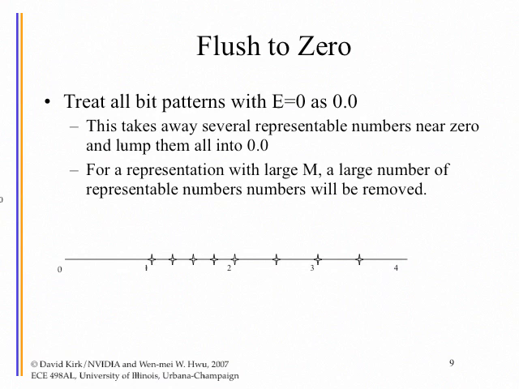So this takes away several representable numbers near zero, because it depends on the number of bits you have in the mantissa. If you have a lot of bits in the mantissa, you're taking away a lot of numbers because you're taking away a lot of bit patterns. So for double precision, you're taking away 2 to the whatever 23 bit patterns. So we're talking about some big number of bit patterns that we're taking away, right?